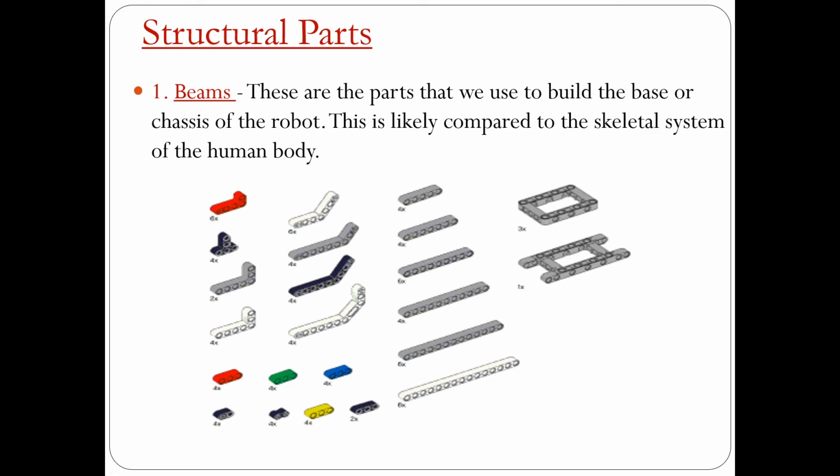This is likened to the skeletal system of the human body. For us humans, we have bones, right? Of course, the robots too. They have what we call the chassis. Even cars, even trucks, they have their own chassis. So these are what we call the beams to create the body of the robot.